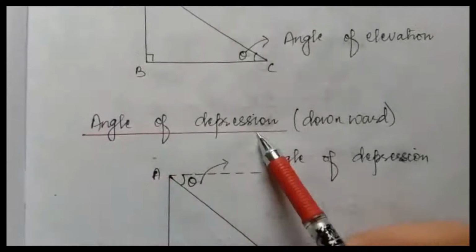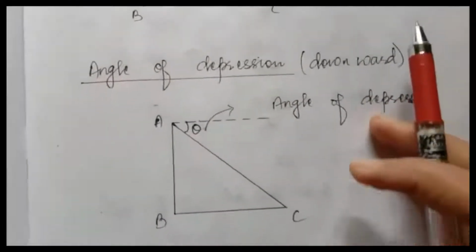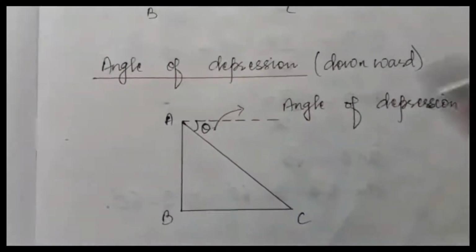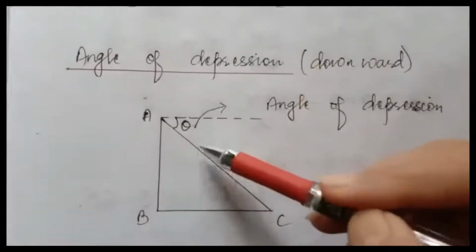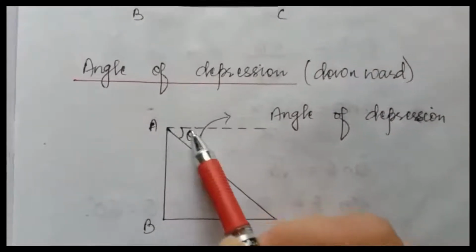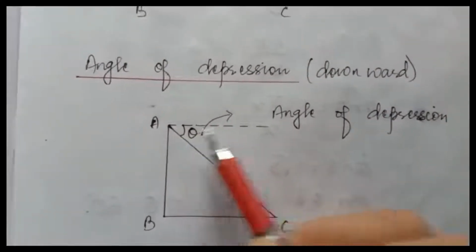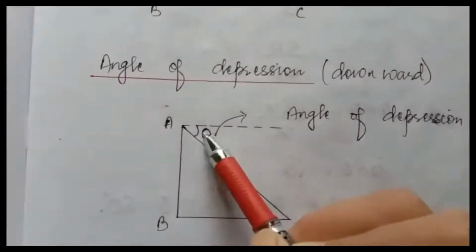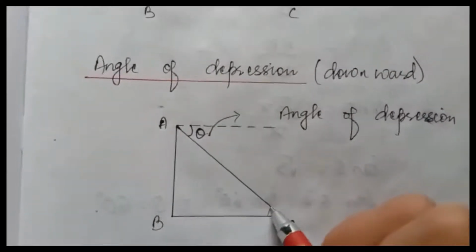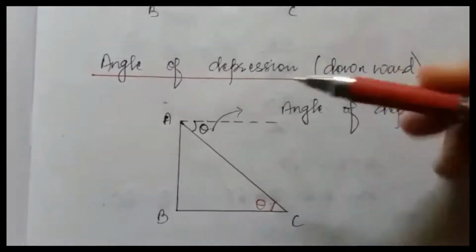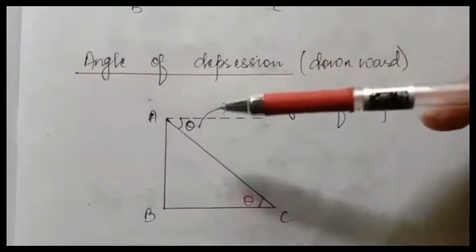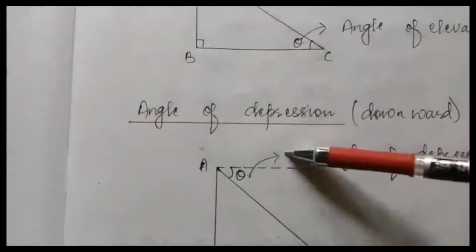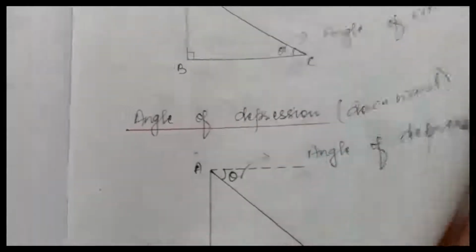Next is angle of depression, downward. Suppose you are standing on the top of some building, okay, and you are observing something on the ground, so you have to see in the downward direction, right? When you make the angle with this horizontal, this angle is called angle of depression. This angle we make here, okay, we will make here because they are alternate angles. So we will write here theta. So this is your angle of elevation and this is your angle of depression.